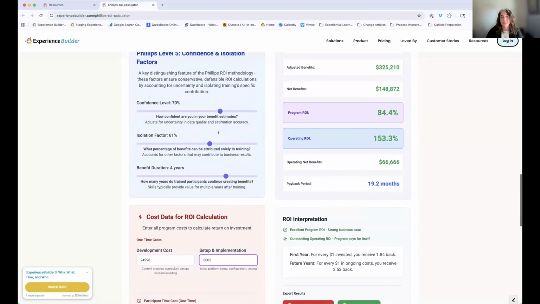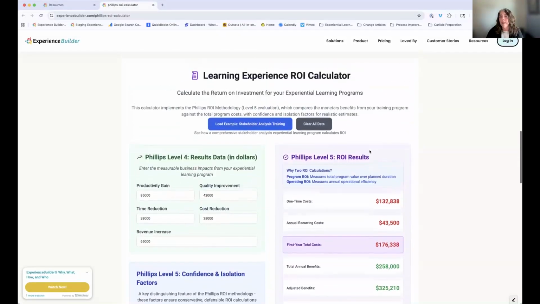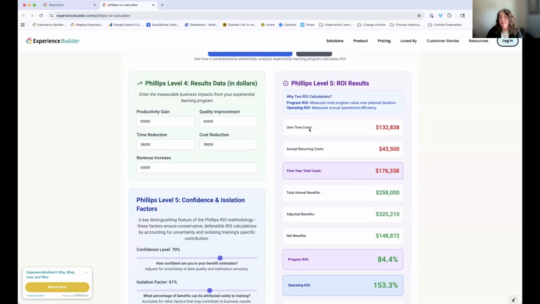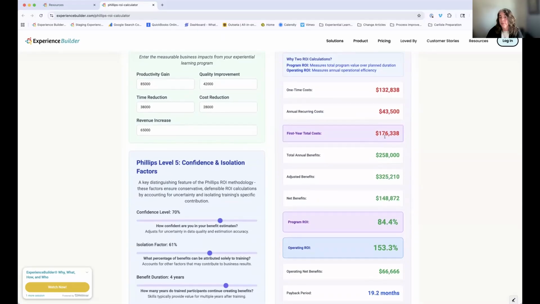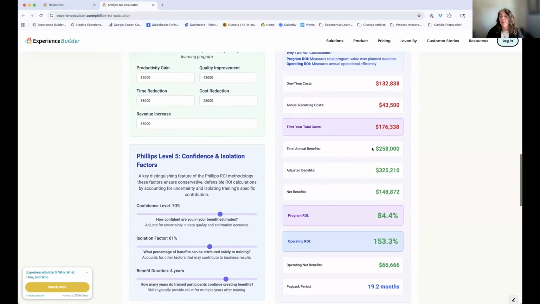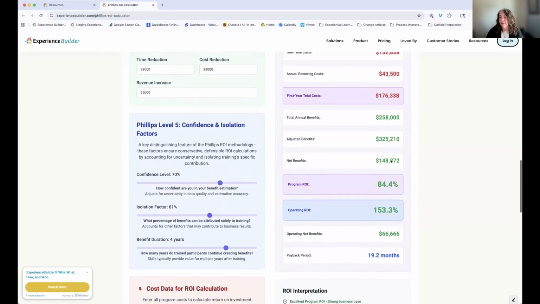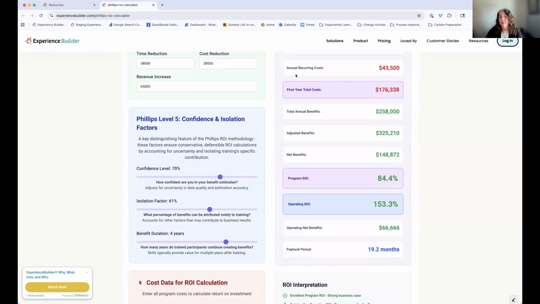So you're kind of building this stuff on the left-hand side of the calculator. And then on the right, it's going to total up your one-time costs and your annual recurring costs so that you get your first year total costs. And then it's going to look at your total benefits, adjusted benefits. Adjusted benefits are about, you put your benefits in here, but what confidence level? So watch this adjusted benefit. When I bring my confidence level up, it goes up. When I bring my confidence level down, it goes down because it's just redoing the math, right? And so wherever your confidence and isolation factors are set is what's driving these numbers.